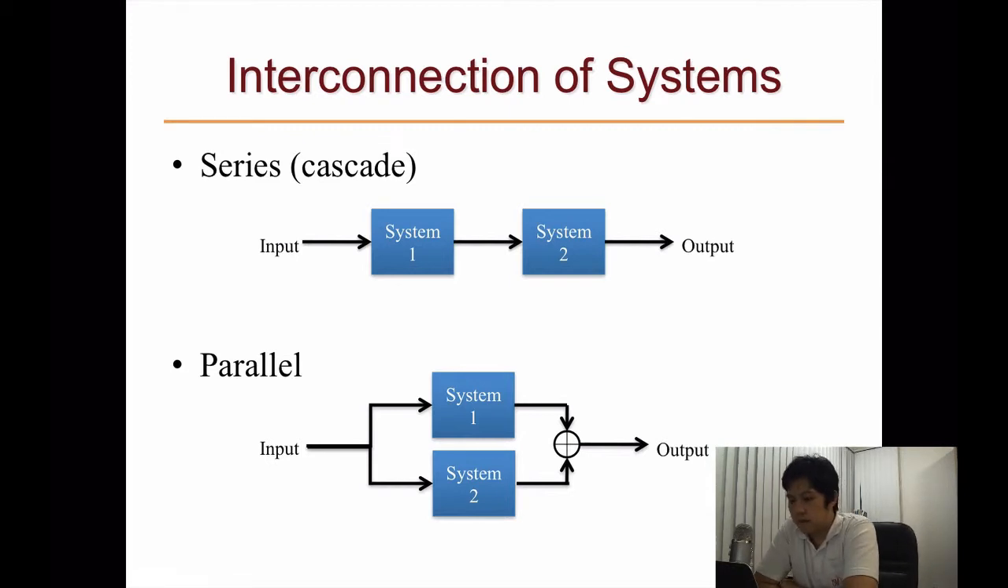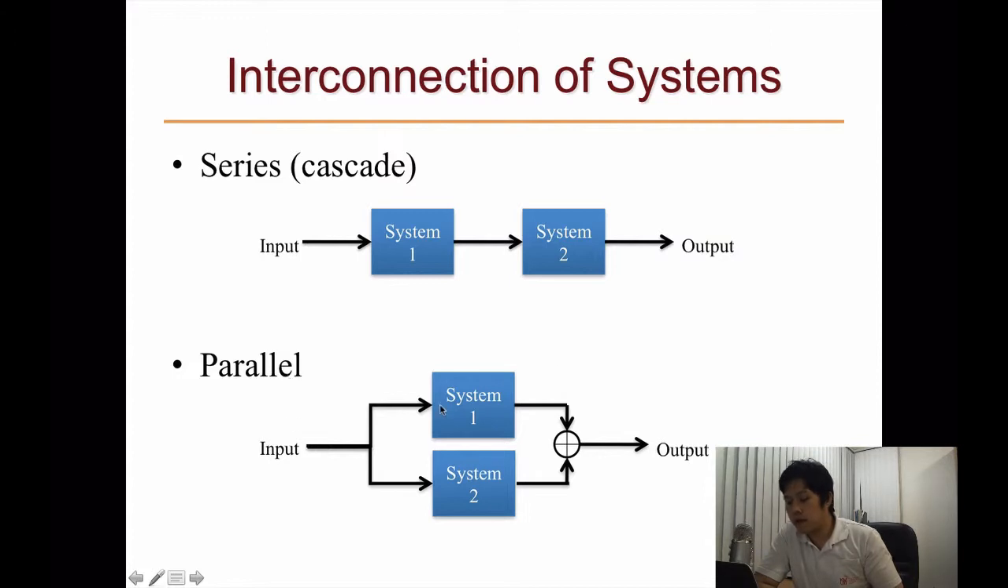Systems can be arranged in different ways. It can be put in the cascade manner. That is, the input passes through system 1, you get an intermediate output here, and it is an input to system 2, which produces the final output.